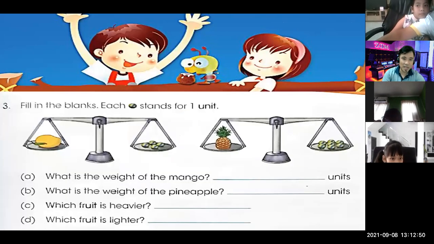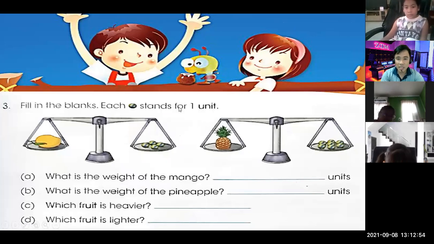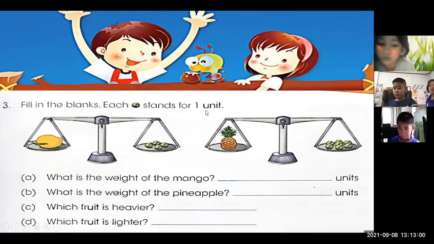Here, we will fill in the blanks. Each marble stands for 1 unit. Okay, 1 marble stands for 1 unit. Now here, letter A. What is the weight of the mango? How many units? So we'll just count here. 1, 2, 3, 4. So that means 4 units.